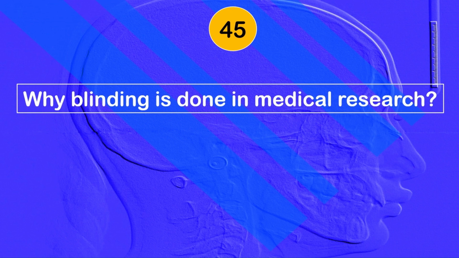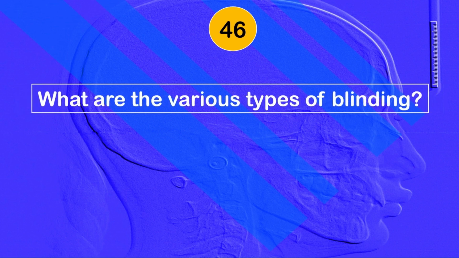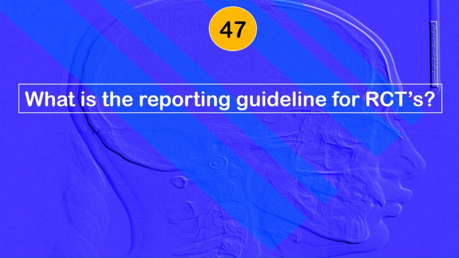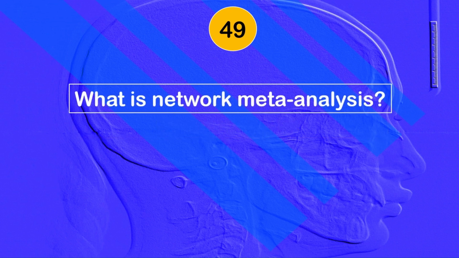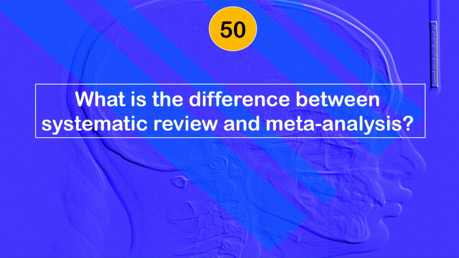Why is blinding done in medical research? What are the various types of blinding? What is the reporting guideline for RCTs? What is reporting guideline for meta-analysis? What is network meta-analysis? What is the difference between systematic review and meta-analysis?